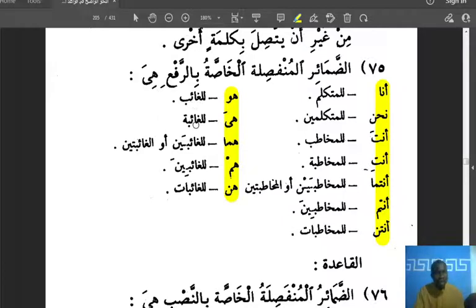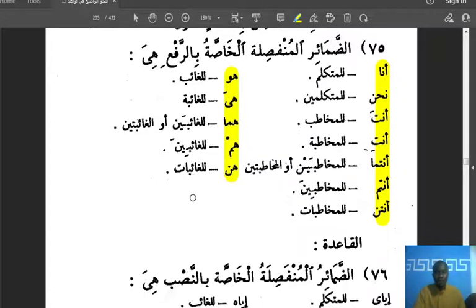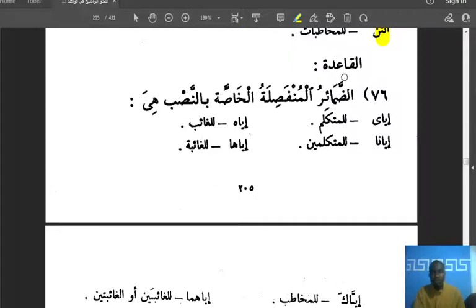الغائب, third person. الغائبة, third person, feminine. الغائبين أو الغائبتين, huma is for third person dual, feminine or masculine. للغائبين, for third person plural, masculine. للغائبات, third person plural, feminine. Okay, then we come to the rule again.